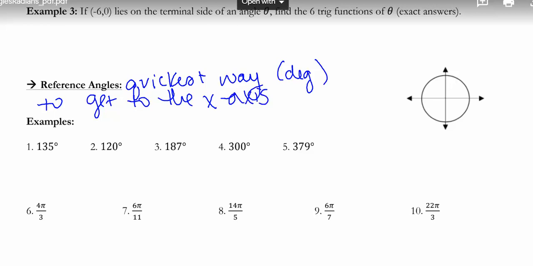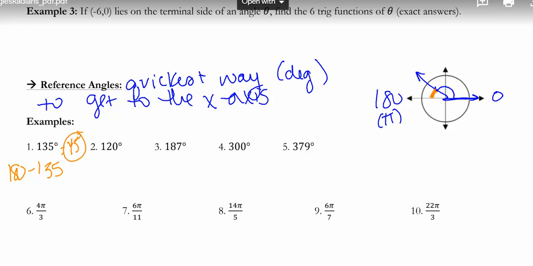So on my x-axis, I either have 0 degrees or I have 180 degrees, which is equivalent to pi. So I want to know what is the quickest way. So 135 degrees is here, right? I want to know, okay, what is the distance to get here? What's that distance? Well, how I'd get that is I just do 180 minus 135. 180 minus 135 is 45. So the reference angle to 135 degrees is 45.